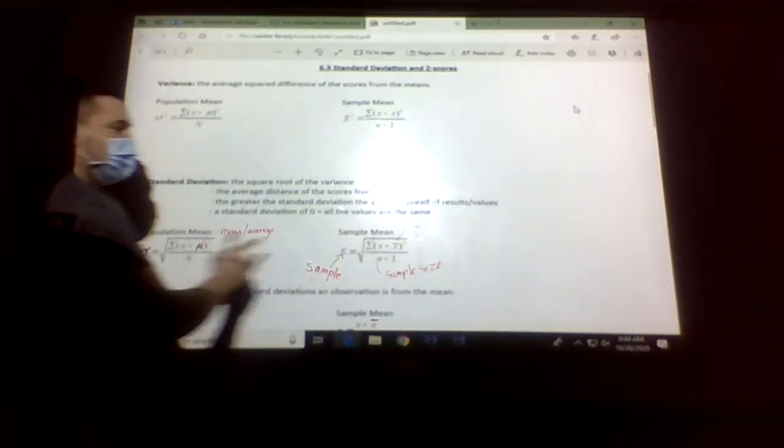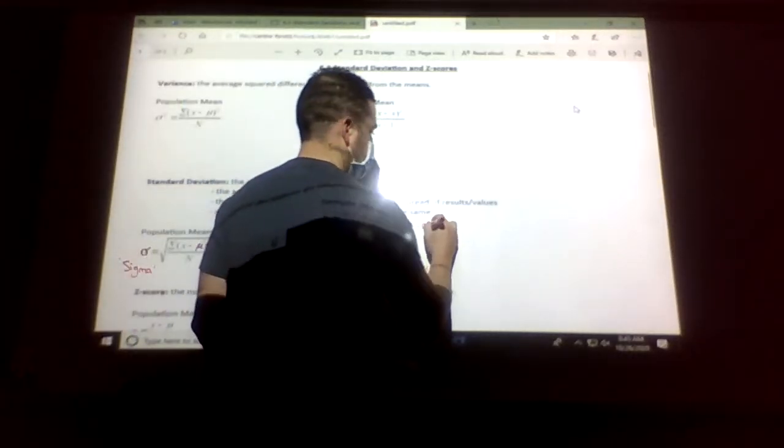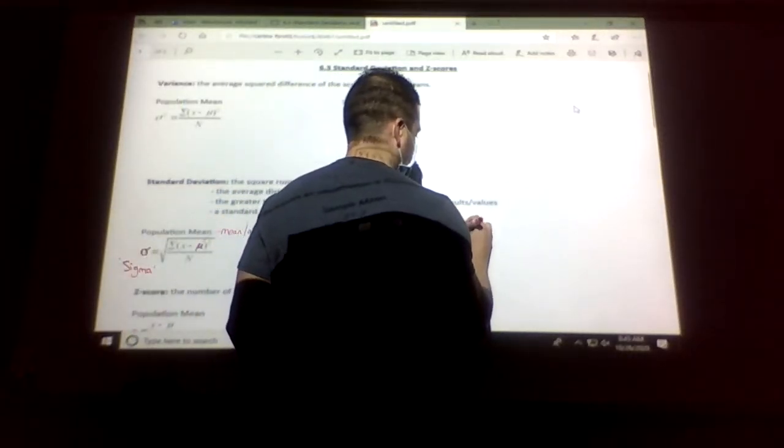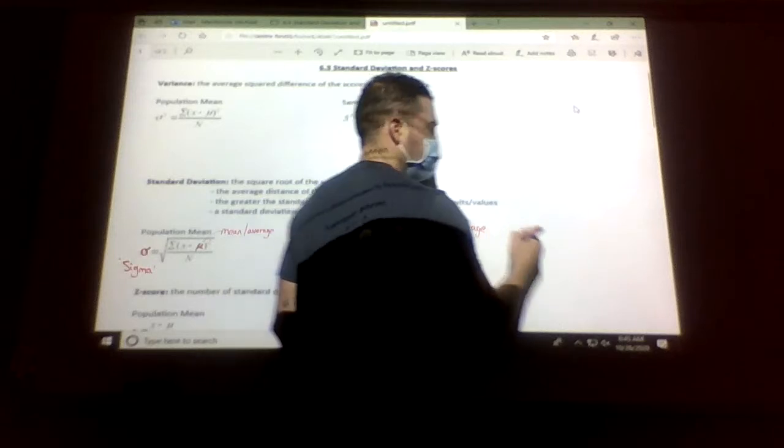What is the X bar? X bar is also average, or the mean of a sample. Okay, so they're the same thing. So mu is the average or mean, and so is X bar. But one is for a population, one is for a sample.